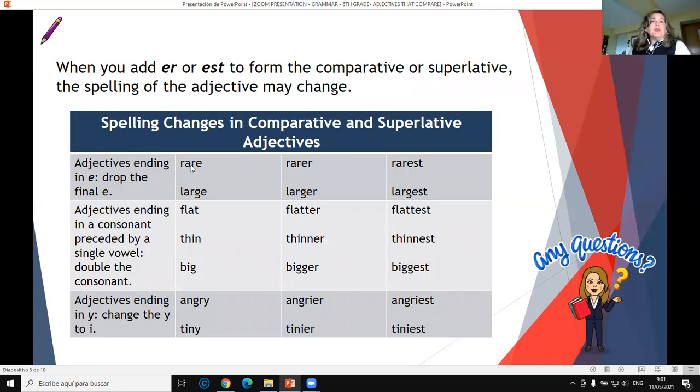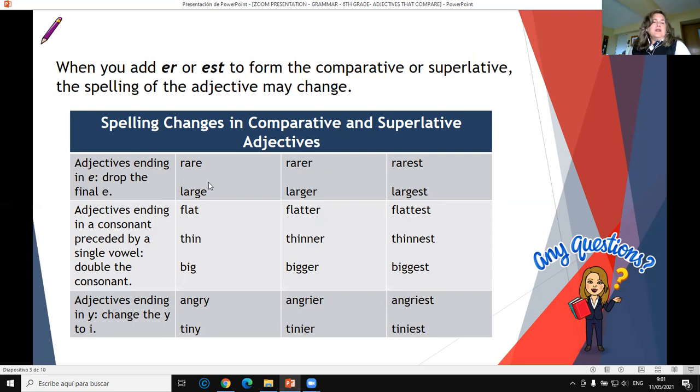For example, you have the adjective rare. As you see, it ends with a letter E. If you want to form the comparative, then you have to add ER, but you don't put two E's. You drop one and you leave ER only. So you have rarer. And if you're going to form the superlative, then you drop the final E and you add EST. So you have rarest.